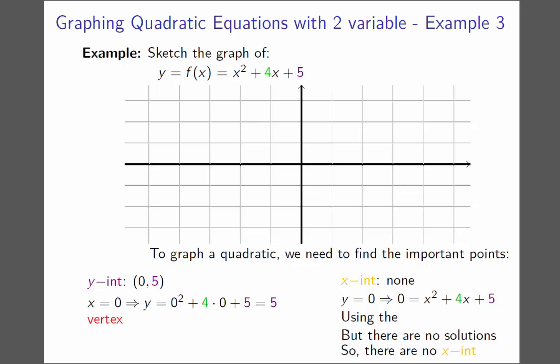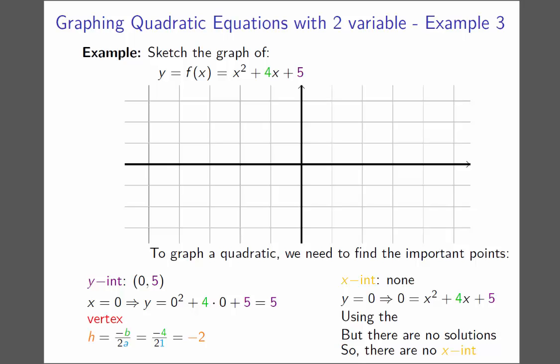Finally, what about the vertex? Here, we can find the x value of the vertex h with our formula negative b over 2a, which in this case is negative 4 over 2 times 1, which is negative 4 over 2, or negative 2. So we get that the x value of the vertex h is negative 2.